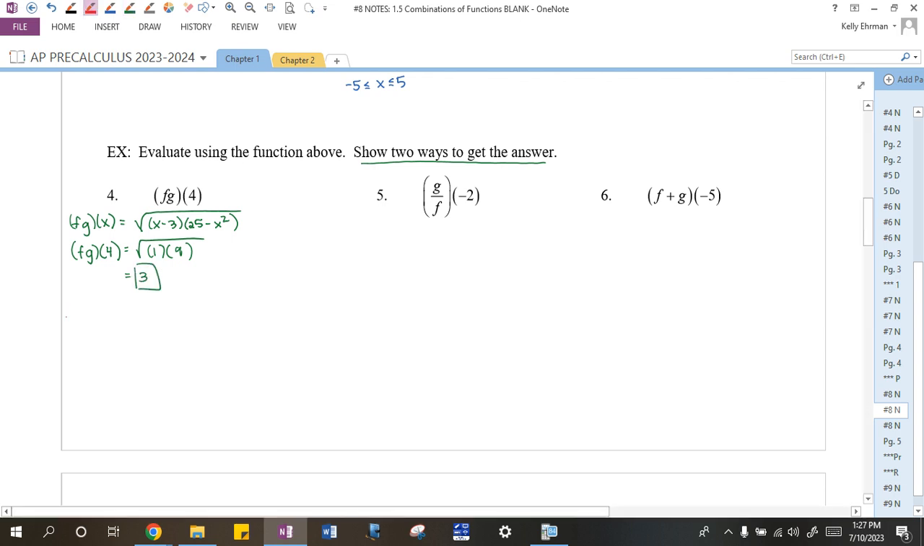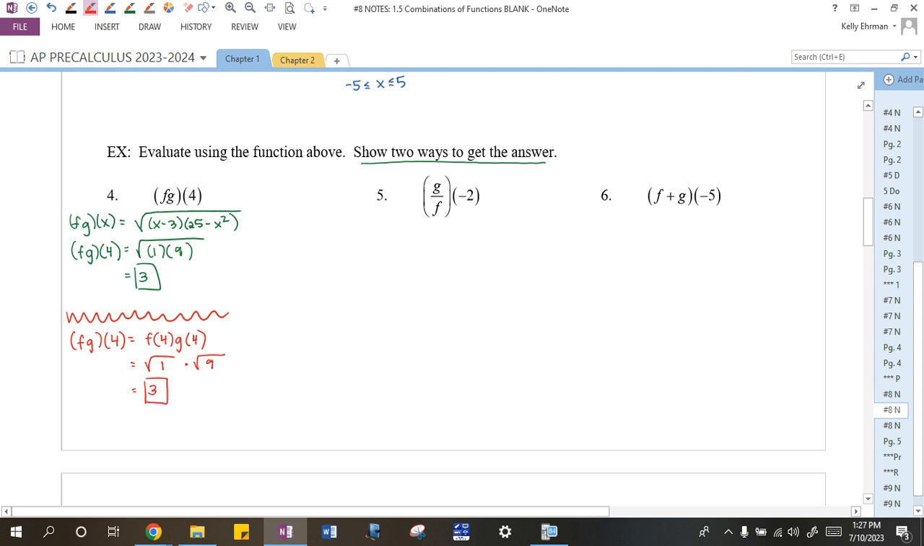The alternative method is to say, well, f times g of 4 is equivalent to f of 4 times g of 4. So f of 4 was the square root of x minus 3. So square root of 4 minus 3 is square root of 1. G of 4 is the square root of 25 minus x squared. 25 minus 16 is 9. 1 times 3 is 3.